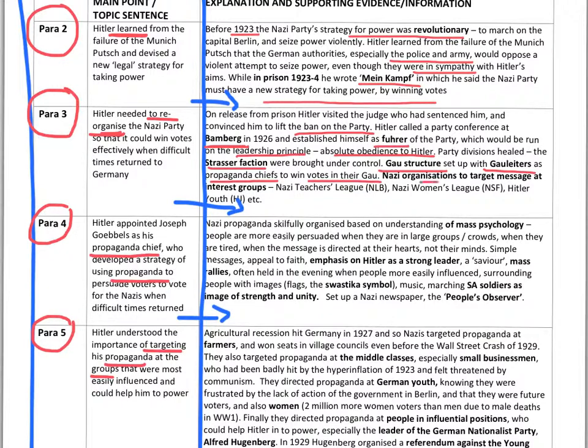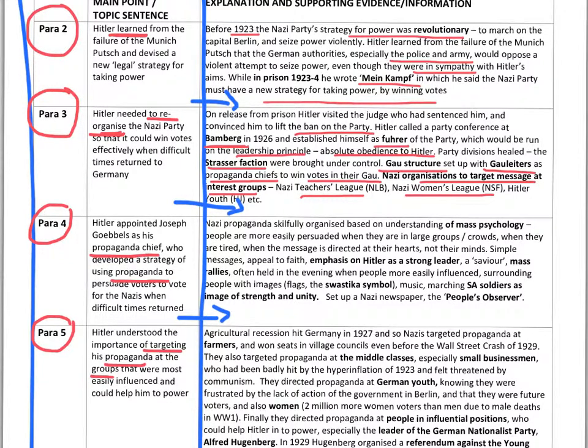Specialist organisations were created to target messages to interest groups. So there was a teachers' league, the NLB, there was a women's league, the NSF, there was of course the Hitler Youth that targeted the message at children. At this stage it was just giving leaflets to them outside playgrounds or the school gates when they left school at the end of the day.